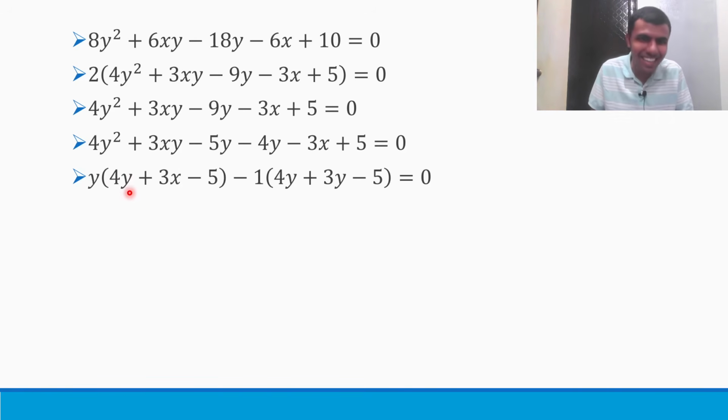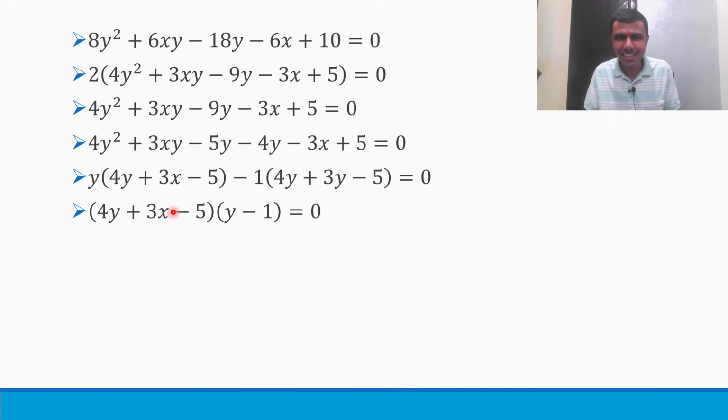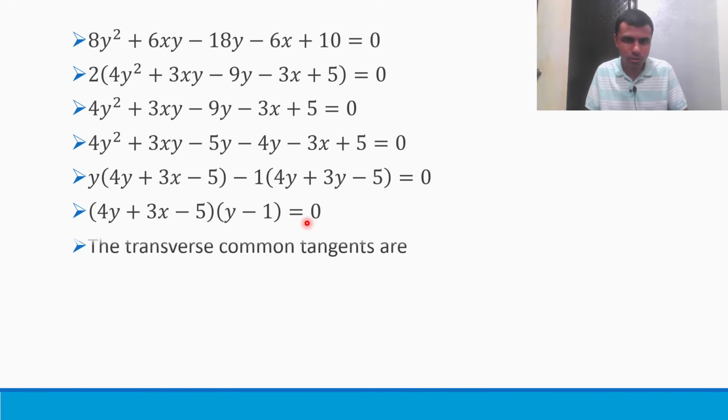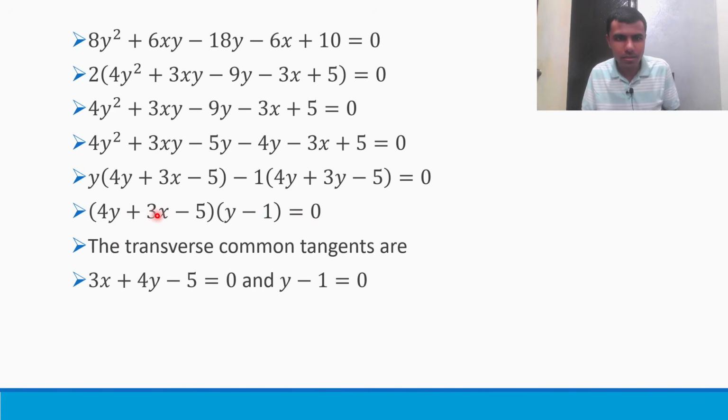Just take this common and into y minus 1. Okay, so my transverse common tangents are 3x plus 4y minus 5 equal to 0 and y minus 1 equal to 0. With this, the end.